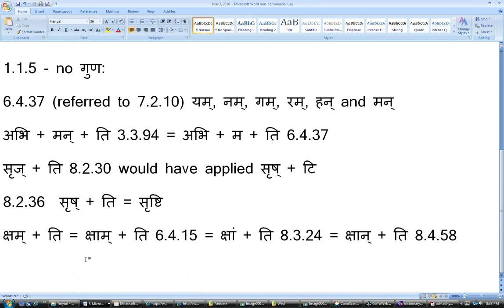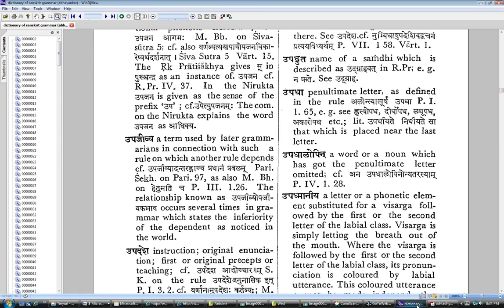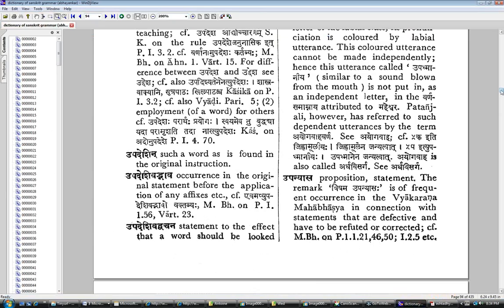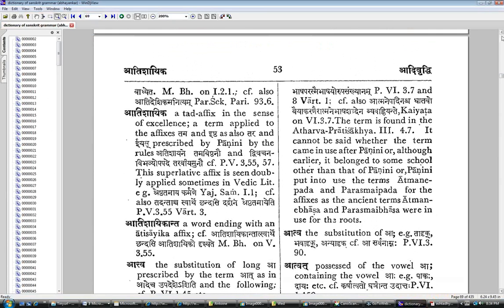So I'll just put this one over here. It says anabhidhanat. Anabhidhanam means it is not used. In fact, this you can also check in the dictionary. What is anabhidhanat? Let's see what he has to say. Anabhidhanat means it is not a form. So even though it says nul trichau, any dhatu can take the pratyayas nul and trich.